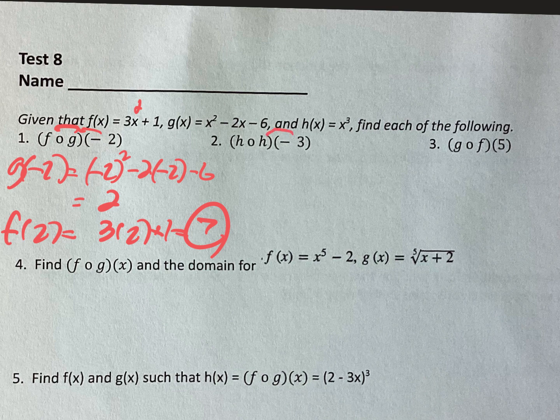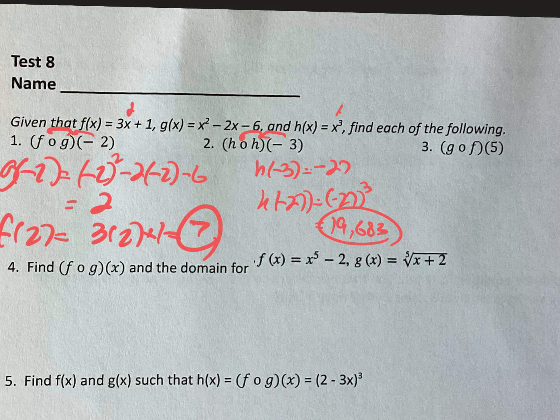Number 2, h of -3. So I'll take -3, plug it in the function h right there. If I do h of -3, I get -27 when I cube -3. Now you've got to plug -27 in. So I'm going to do -27 into h, which would be -27 cubed. Everybody knows that is 19,683. Piece of cake.